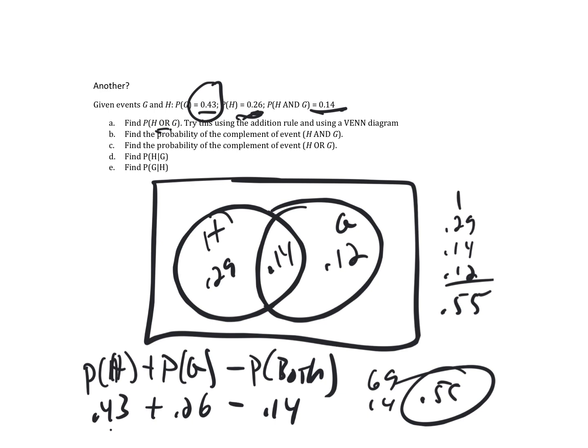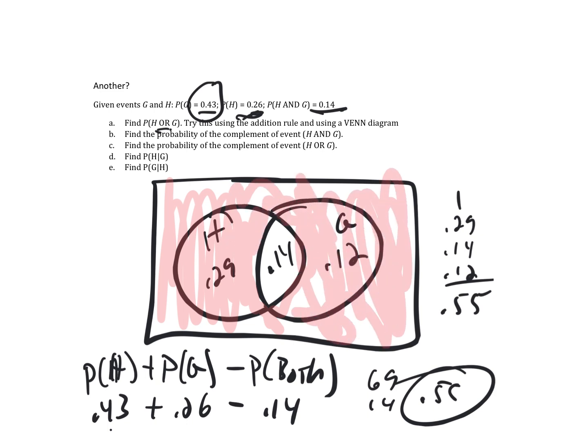Part B says the complement of H and G. Well, the complement would be, thinking picture-wise, everything that isn't in both. So that would just be 1 minus 0.14, so 0.86.